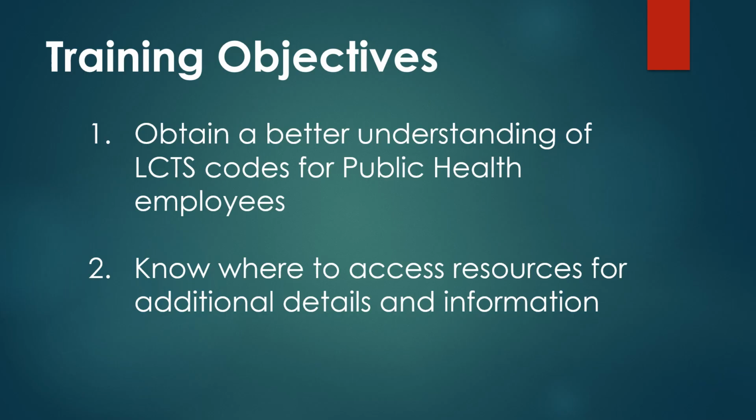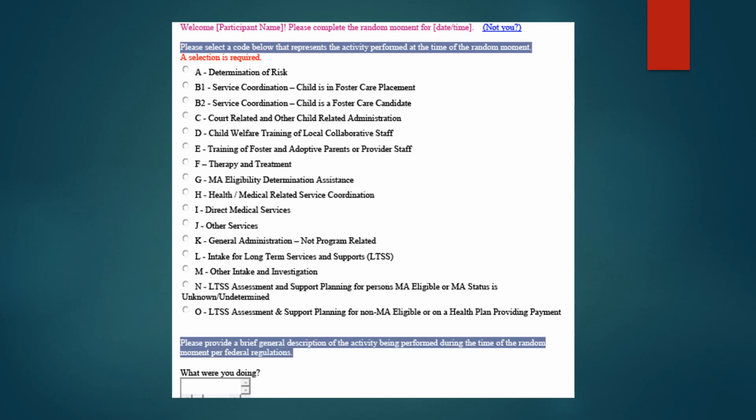It's important to note that this training provides only a few examples of each code. Please refer to the resources provided for additional examples. There may not be examples for every situation, so you'll need to use your best judgment to determine the codes for those situations. As mentioned in the previous training, you'll receive a random moment that looks similar to this example. From this list, you'll choose a code that best fits what you were doing at the time of the random moment.